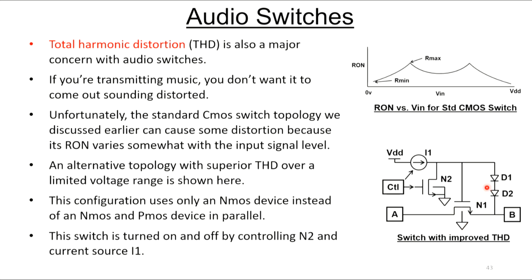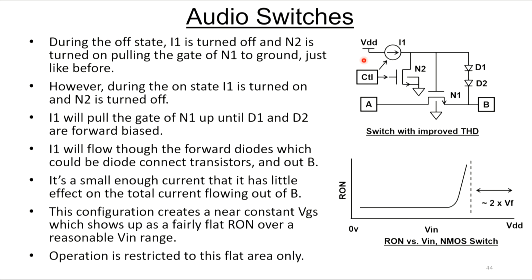You turn on the switch by controlling a current and a shunt NMOS device to ground. During the off state, you shut this current off and you turn the NMOS on. That pulls the gate of this NMOS switch to ground and shuts it off, just like before. Everything's off, no problem. But when you go to turn it on, you turn the shunt NMOS off. Now you pump a current in here. That current goes down through these diodes and exits out B. It's a small current, so it doesn't really interfere very much with the B terminal.